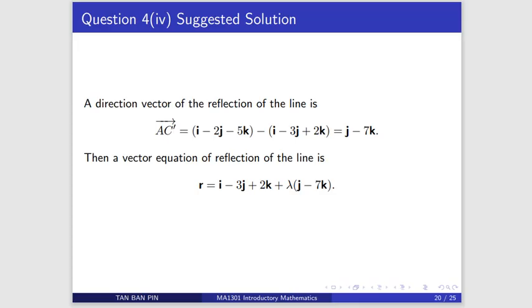So you'll find AC prime, which is OC prime minus OA. That will give you j minus 7k. Then the point A is on the image line, is on the line AC prime. So the equation of the reflected line, right, will be just i minus 3j plus 2k, which is the position vector of point A, plus lambda, the direction vector AC prime, j minus 7k.